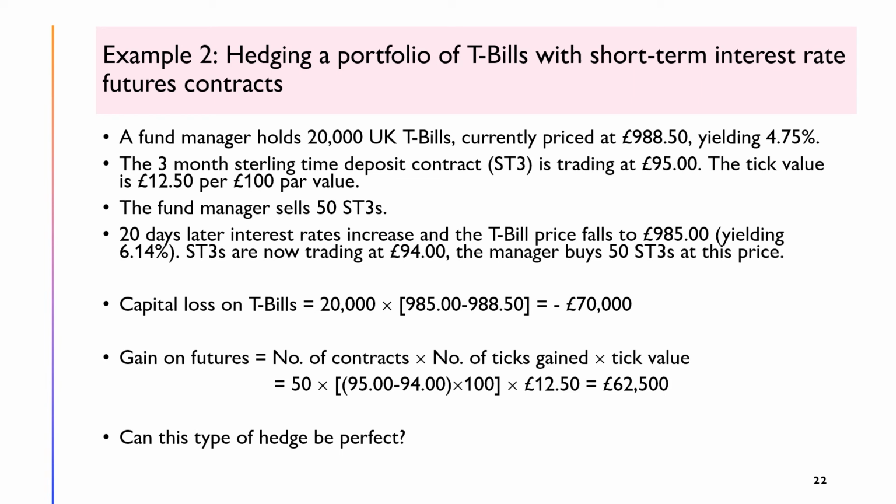This hedge is not perfect, as the loss in the underlying is not fully covered by the gain in futures contract. A perfect hedge is one that completely eliminates the risk. This example involves cross-hedging. Cross-hedging occurs when the two assets, that is, treasury bills and time deposit contract, are different.